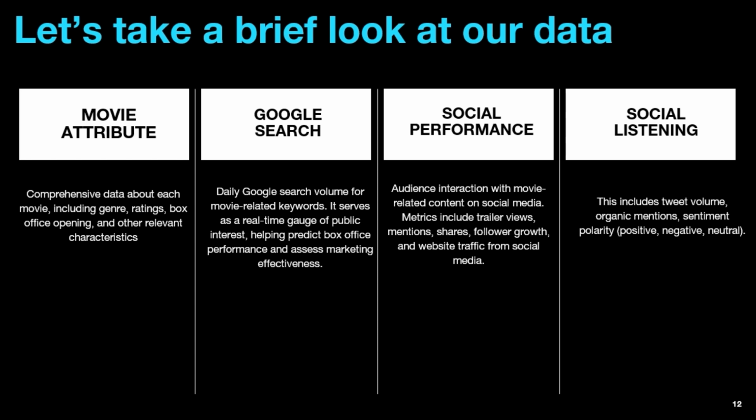And social performance, this is about audience interaction with movie-related content on social media. There are a lot of metrics like trailer views, shares, follower growth, website traffic, and all that. But we're not going to be using all of those in Tableau later on in the project, though we are going to be looking at them through the lens of QA and data assessment. Social listening is Twitter volume, looking at organic mentions and sentiment polarity: positive, negative, neutral. It's helpful additional information that can be layered on top of some of the things we're going to be looking at. So on that note, let's take a look at our example.